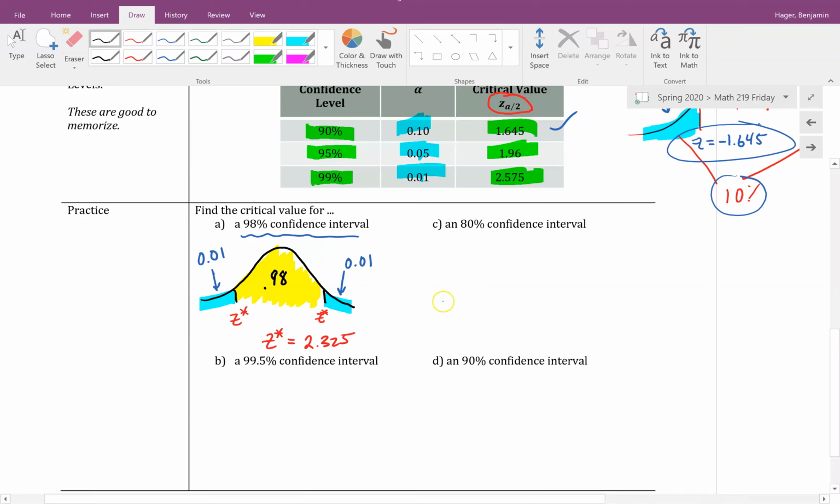So here I'm trying to do an 80% confidence interval. So I'm trying to block off the middle 80%. Doesn't that leave a total of 20% combined? Well, since there's two arms, you cut it.